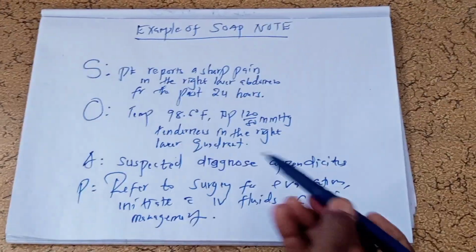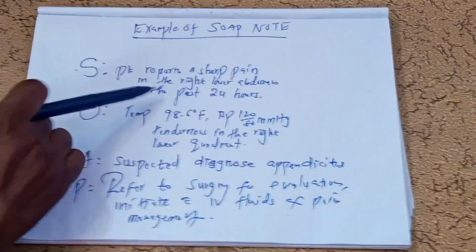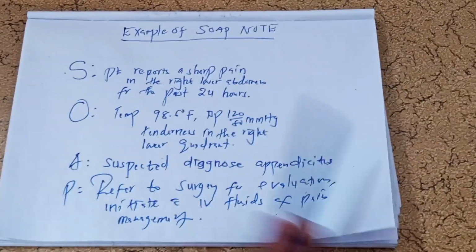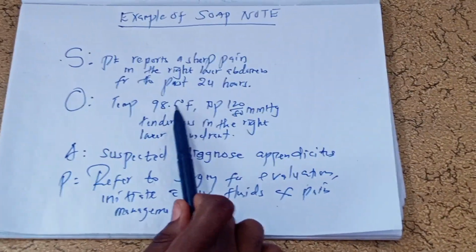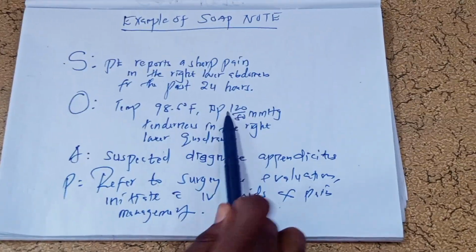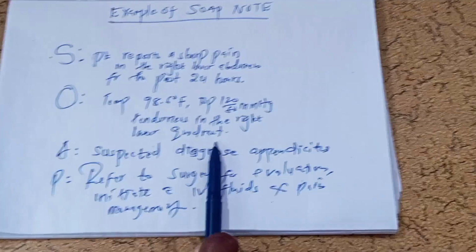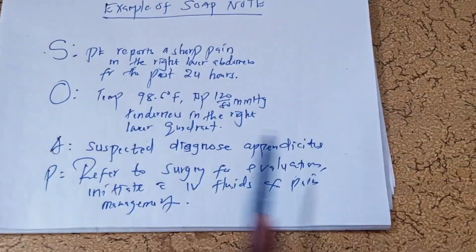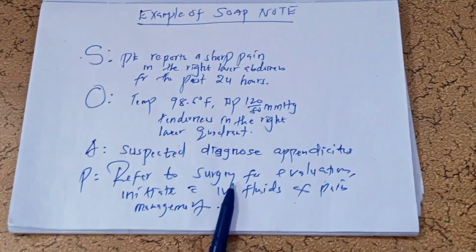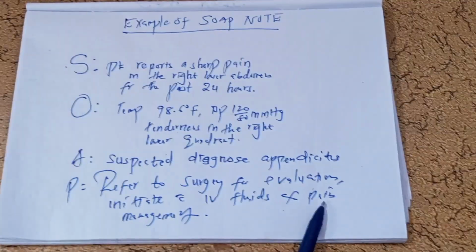So this is an example of a SOAP note. In the subjective we have patient reports a sharp pain in the right lower abdomen for the past 24 hours. Then in the objective we have temperature 98.6 degrees Fahrenheit, blood pressure 120 over 80 mmHg, tenderness in the right lower quadrant. Then in the assessment we have suspected diagnosis appendicitis. Then in the plan we have refer to surgery for evaluation, start with IV fluids and pain management. So this is an example of a SOAP note.